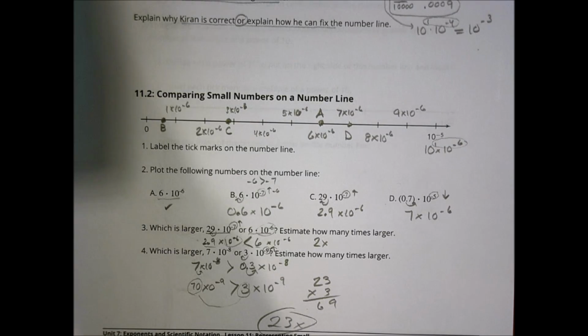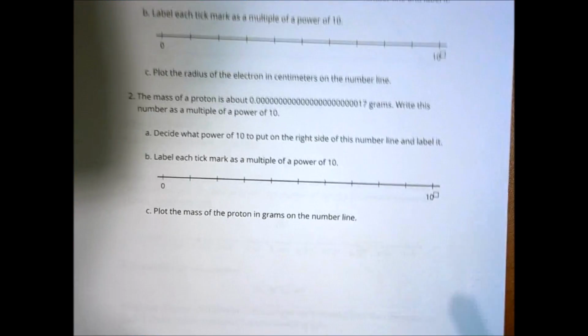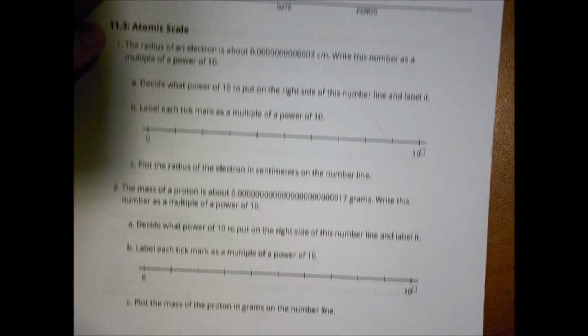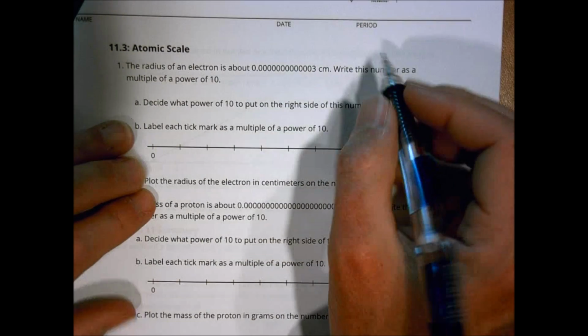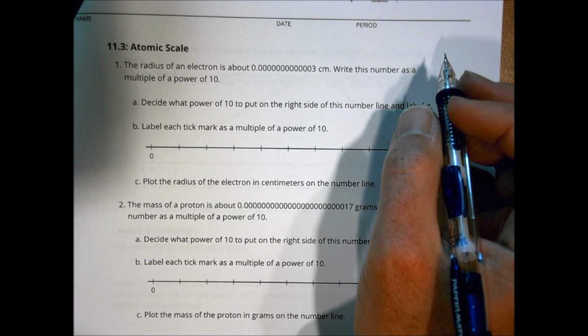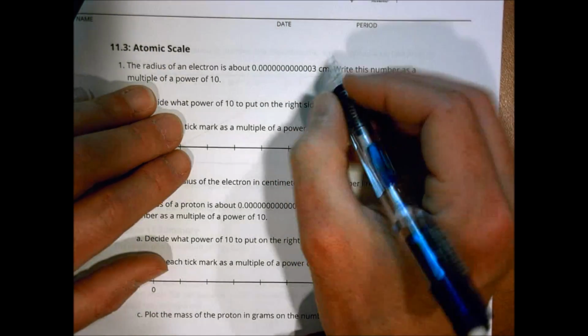Okay. Let's take a look at the next page, looking at what's called the atomic scale. On the atomic scale, it says the radius of an electron is about a crazy long number, a lot of zeros and a 3. Write this number as a multiple of a power of 10. Again, this is our goal here, to write these things a little bit nicer.